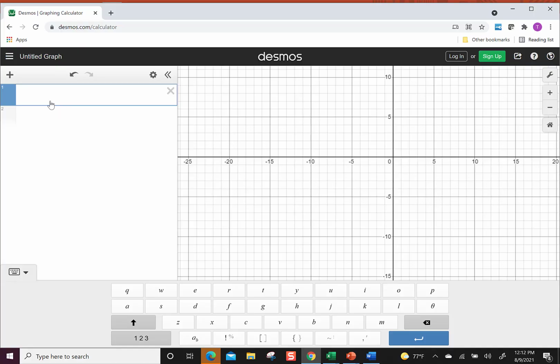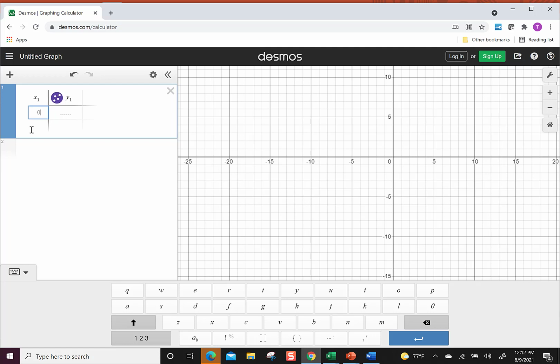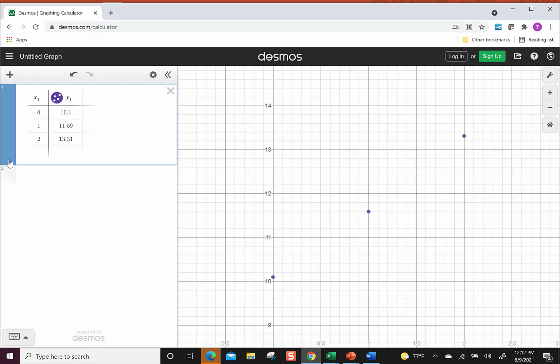So to find the trend line, I go to Desmos and I hit the plus sign that says I want to add a table. We're going to put in the x values of 0, 1, and 2, and then we'll put in the corresponding y values of 10.1, 11.59, 13.31. Now, when you're looking at the graph, maybe you see them, maybe you don't. There's a point way up here, maybe you can see it. But if I hit this little plus sign, it's going to zoom in and show all three points.